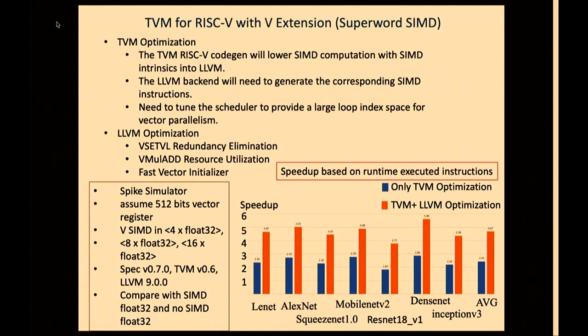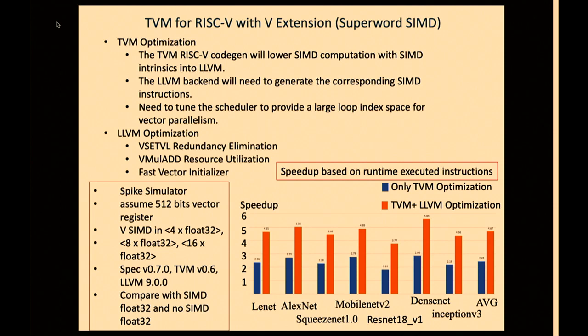For the superword extension, the V extension, the current implementation is a modification of two parts, one in TVM and one in LLVM. The TVM RISC-V codegen will lower the SIMD into SIMD intrinsics for LLVM, and the LLVM backend will generate SIMD instructions. For that, we need a better schedule to provide a large loop index space for the vector paradigm, because the RISC-V extension allows wide vectors. So a better schedule is needed to accommodate the vector paradigm.